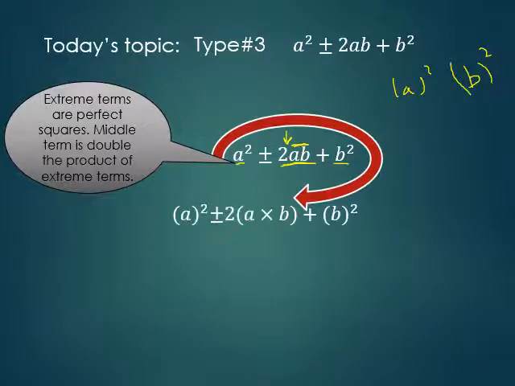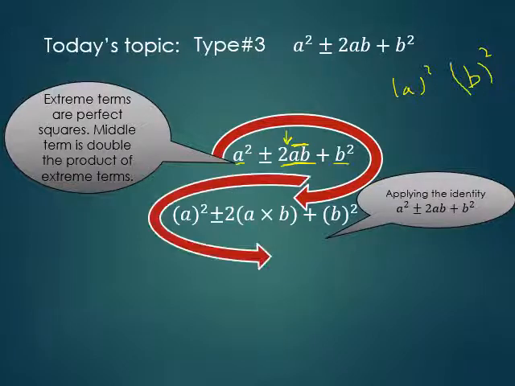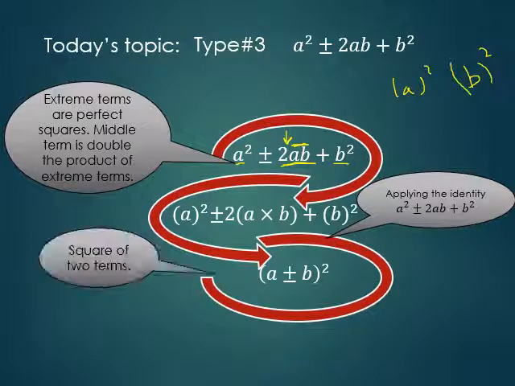Next, use the identity, that is a square plus minus 2ab plus b square. We can write it as a plus minus b whole square. We are familiar with this. We have done this. This is the square of two terms. It means that if the given expression a square plus minus 2ab plus b square is like that, whose extreme terms are perfect squares and the middle term is double the product of extreme terms, then it is factorized as a plus minus b whole square.